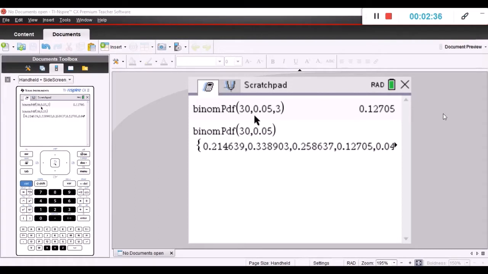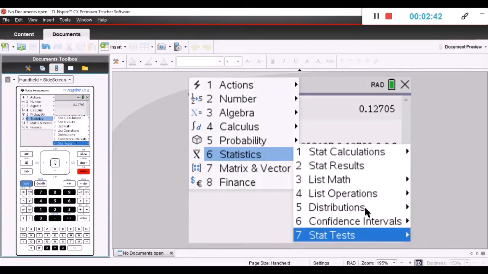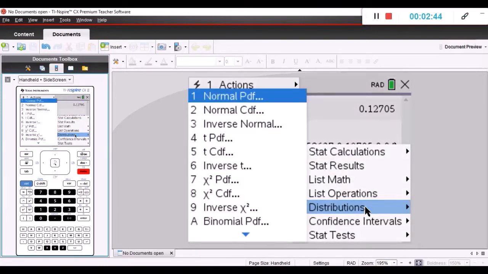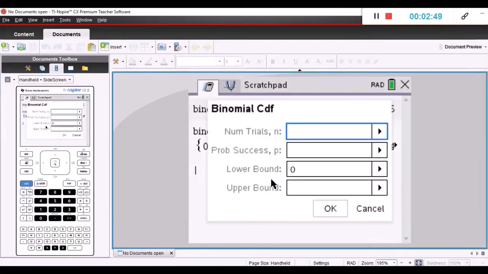Okay, so we're going to try to do this question with the GDC. So I'm going to, again, go to Menu, Statistics, Distributions, and this time I'm going to scroll down to Binomial CDF. This CDF means a cumulative distribution function. So in this case, it's very similar. I have my n value, number of trials, which is 30, the probability of success, which is 0.05. But now it's going to ask me the lower bound, the upper bound.